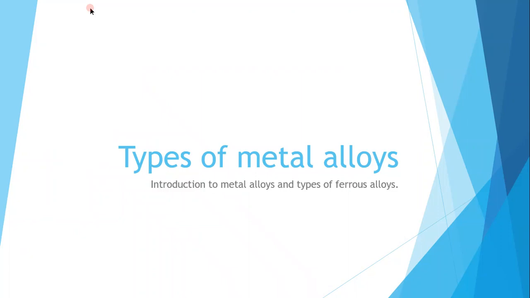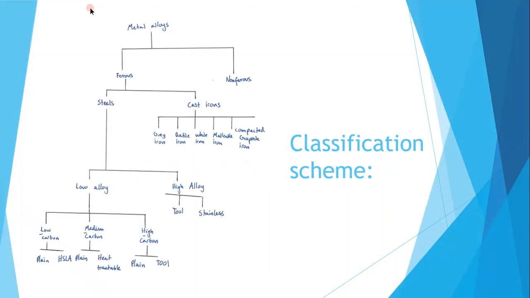Let's look at some types of metal alloys. What I'm going to do is introduce you to metal alloys and then discuss the types of ferrous alloys. And if you already have a little bit of understanding of metal alloys, you'll understand that there are also non-ferrous alloys, but I will get into that. So let's look into it.